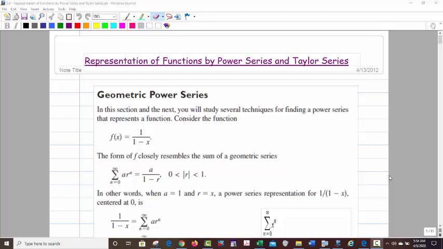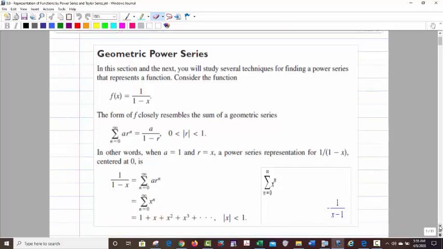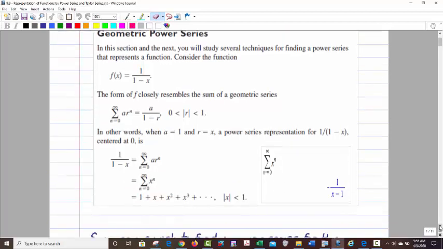Hello, this video is entitled Representation of Functions by Power Series, and also we'll talk about Taylor series. Now let's start with the geometric power series, using the geometric series that we've already learned before. So let's start off, suppose we have f of x equals 1 over 1 minus x. Can we represent that as a function?